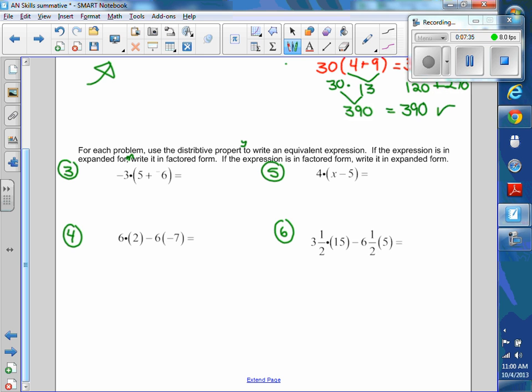So number 3 is in factored form, because it has parentheses. So I'm going to do expanded form. Okay, so Carrie, can you help me with that? There's a negative here. It's hard to see in the classroom. I think it shows up better on worksheets.